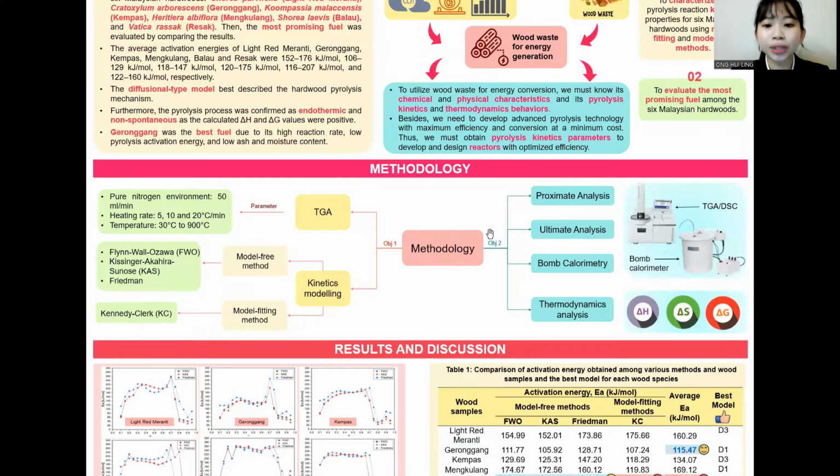Next, in achieving Objective 2, proximate analysis was conducted to evaluate the sample moisture content, volatile matter, fixed carbon, and ash content. Besides, ultimate analysis was conducted to evaluate the sample carbon, hydrogen, nitrogen, oxygen, and sulfur content. Next, bomb calorimetric test was conducted to determine the sample heating value. Lastly, the kinetic parameter obtained in kinetic modeling were used to derive the thermodynamic data such as delta H, delta S, and delta G. Next, I will present the result and discussion.